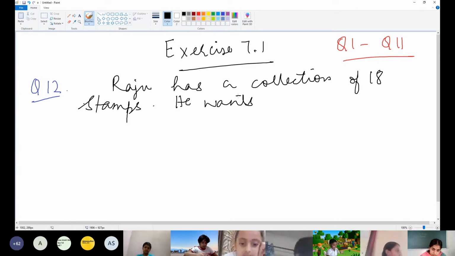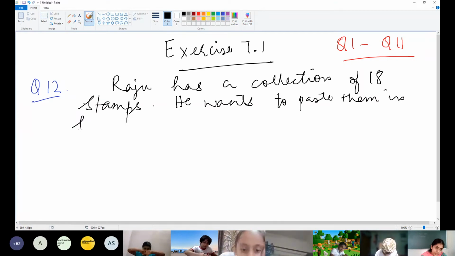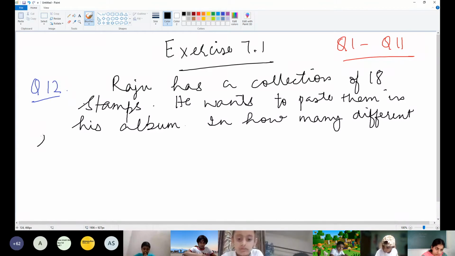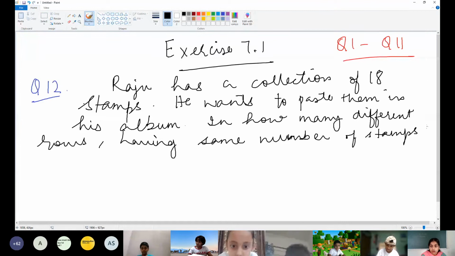Find the factors of 18. Yes, ma'am, find the factors of 18. Listen, beta, mute yourself. He wants to paste them in his album. In how many different ways can he paste? In how many different rows, not ways, in how many different rows having same number? Now children, listen. It should have the same number, equal, okay? Having same number of stamps. So you will find out the factors of 18.